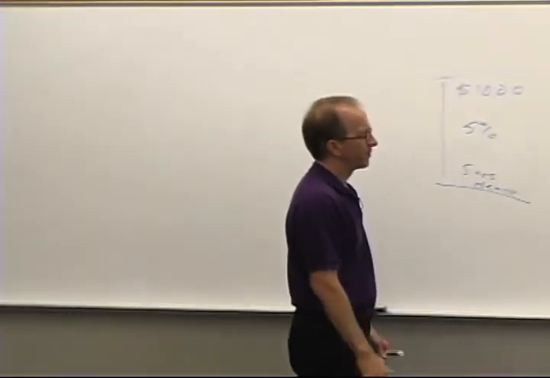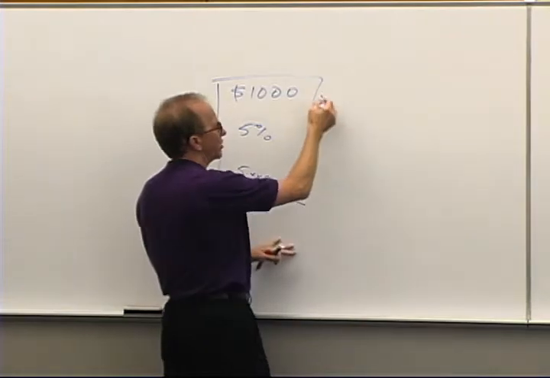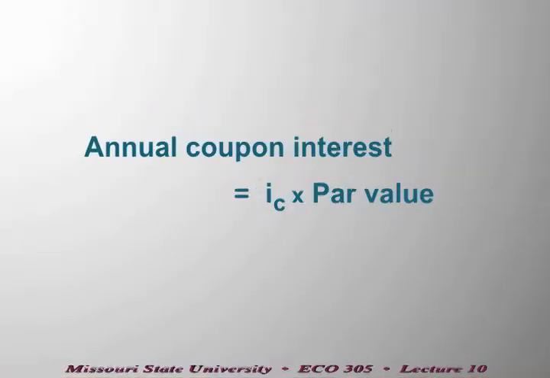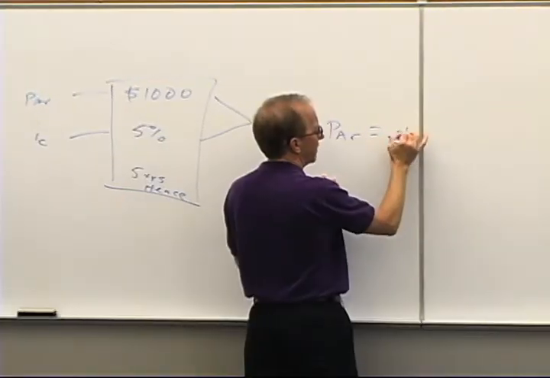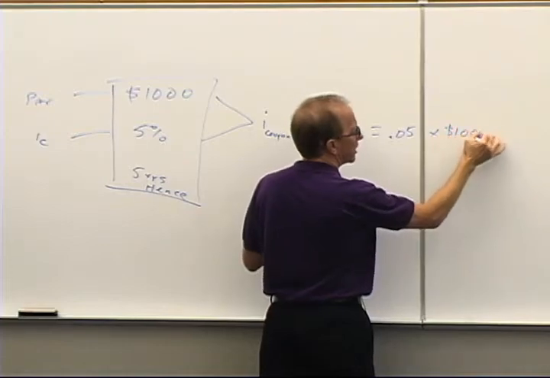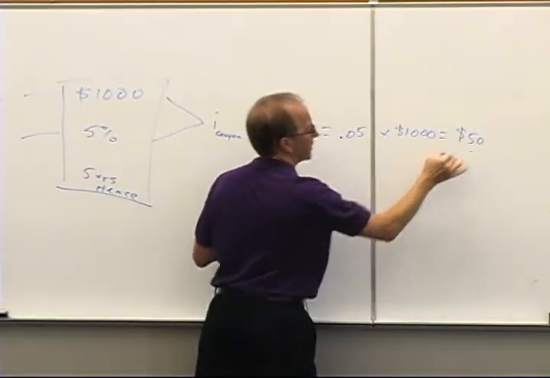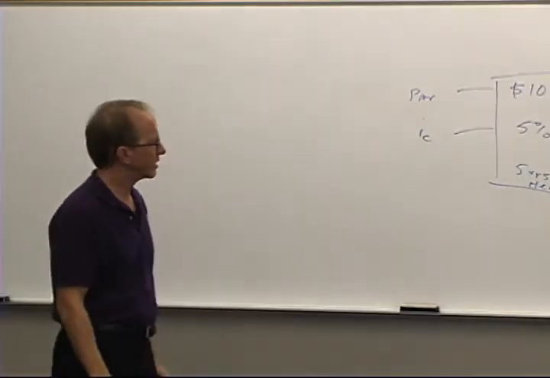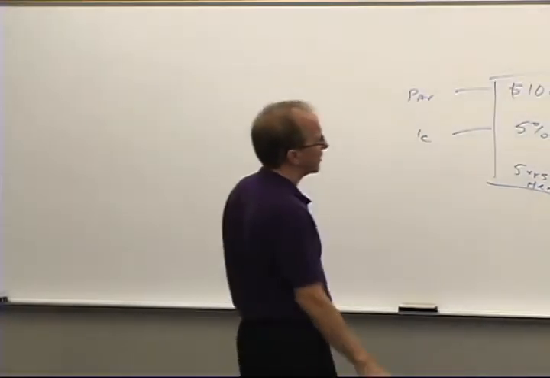Okay, so now, from this example, here's our annual coupon interest. It's the coupon interest rate times the par value. And so here would be 0.05 times $1,000 equals $50 a year. That'd be our coupon interest.